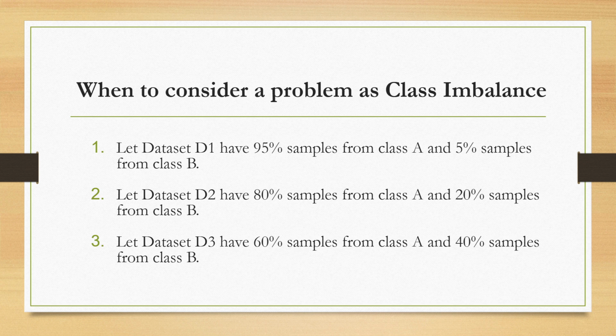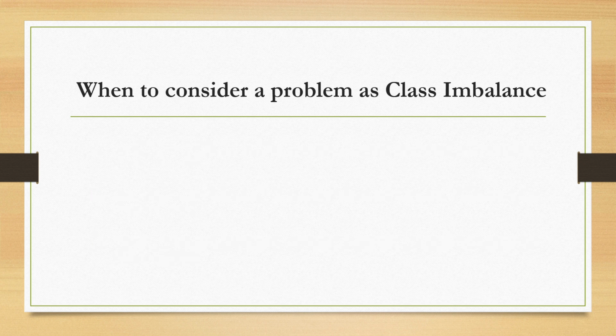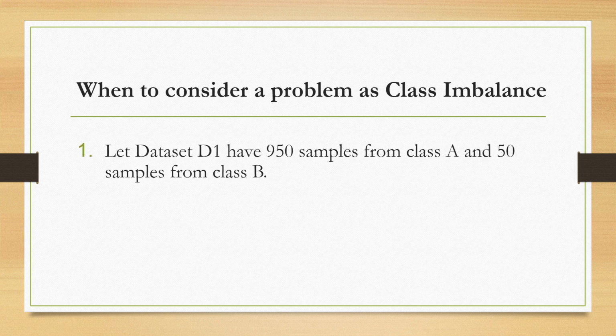Let us consider another dataset D3. 60% of samples belong to class A and 40% of samples belong to class B. We will not consider this dataset D3 as class imbalance because there are a good amount of samples for both class A and class B. So we are not going to consider this a class imbalance problem. Okay, we have discussed the percentages. Fine.